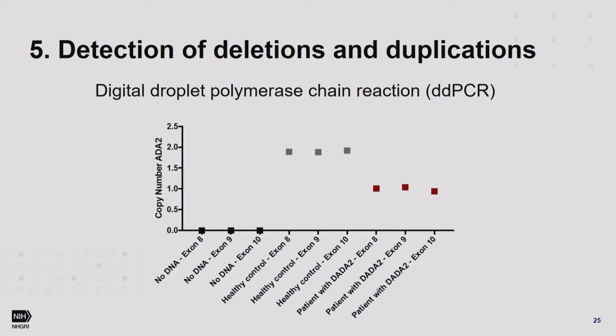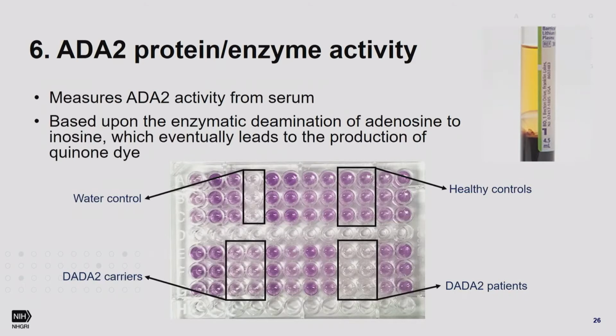The next 3, the gray bars and gray squares, are healthy control. So we get 2 copies of exons 8, 9, and 10. We only tested these 3 exons, we didn't test the other 7 exons. But now we use the patient from the slide before, I think it was the mother, who has on 1 chromosome a deletion of exon 8, 9, and 10, and you can see that the copy number goes down to 1 copy only. So we can now use this assay, which is more sensitive than the MLPA assay, and this is what we are going to do in the future.